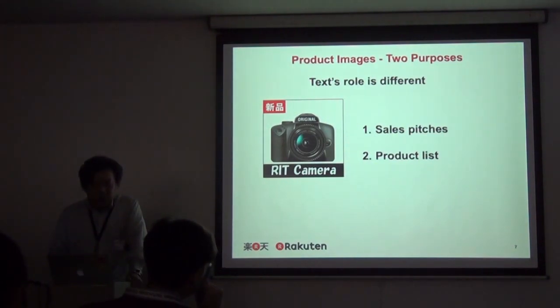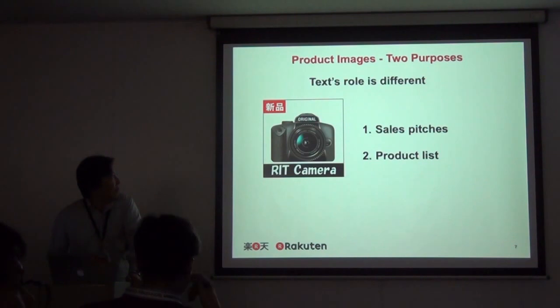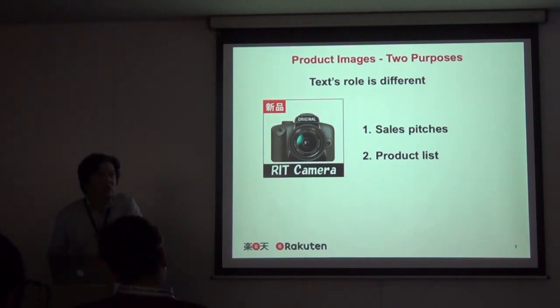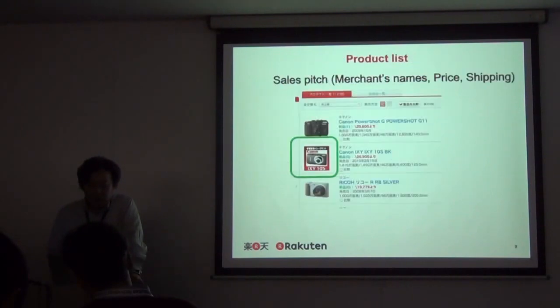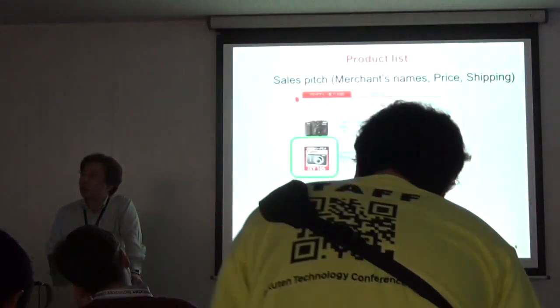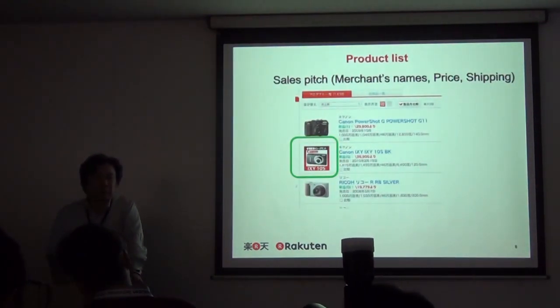Then the product images have two different roles, two different purposes. Depending on the purpose, the role of text is different. The first purpose is to show sales pitches. Of course, text is necessary. But if the purpose is to show a product variation in e-commerce, this is an example of a product list. You don't want to have sales pitches. This is just to show a variation of products.